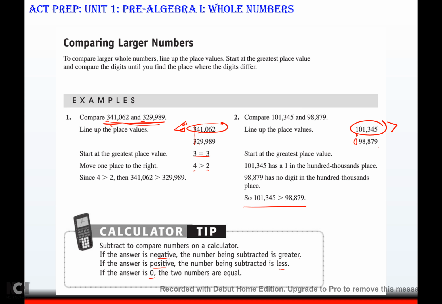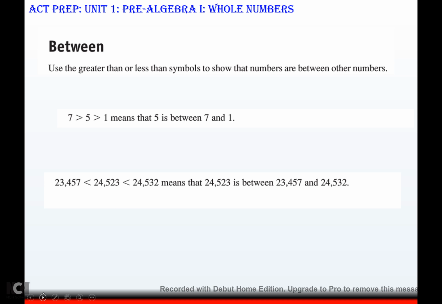Okay, so it says use the greater than or less than symbols to show that the numbers are between other numbers. This says that 5 is between 7 and 1. I actually like to write my numbers in order from smallest to biggest. The 1 is the smallest, 5 is in the middle, 7 is the biggest, and then your arrows will always point left. You can do that, but this is more common, to start with the smallest and go to the biggest.